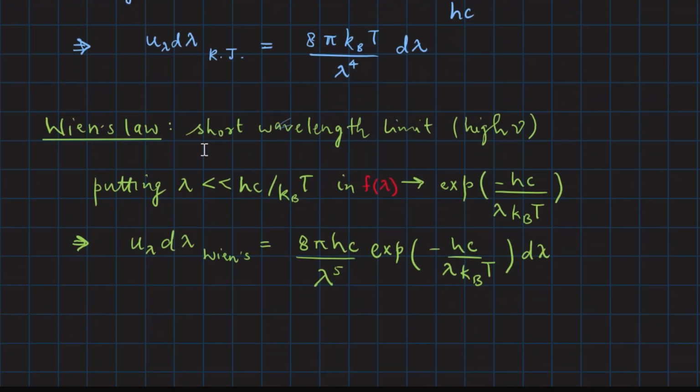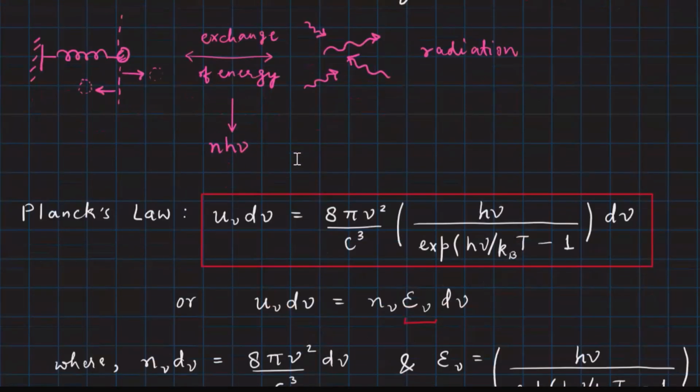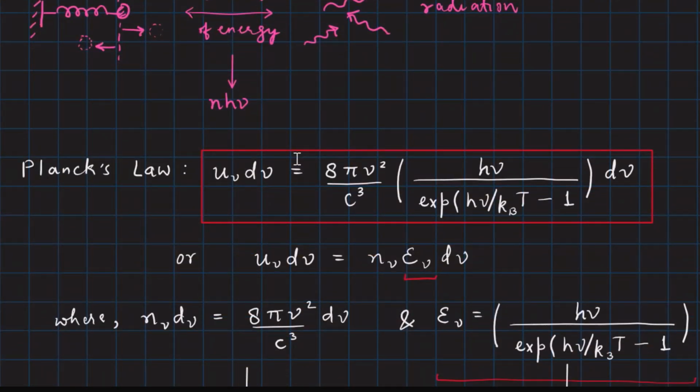Similarly, if we consider the above expression, Planck's law, for short wavelength limits and higher frequencies, and we put lambda very much less than hc upon kBT in f lambda, we get Wien's law. Therefore, Planck's law of black body radiation is a universal law that was built on the idea of quantized energy. Hope this sums up all about the black body radiation.